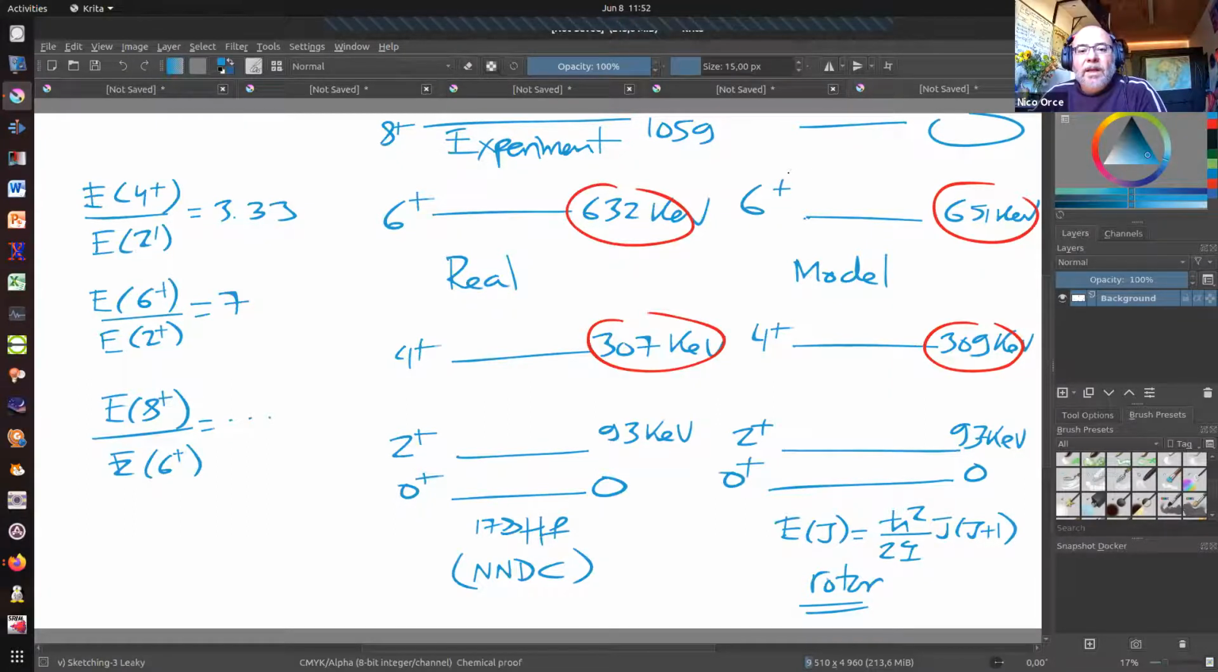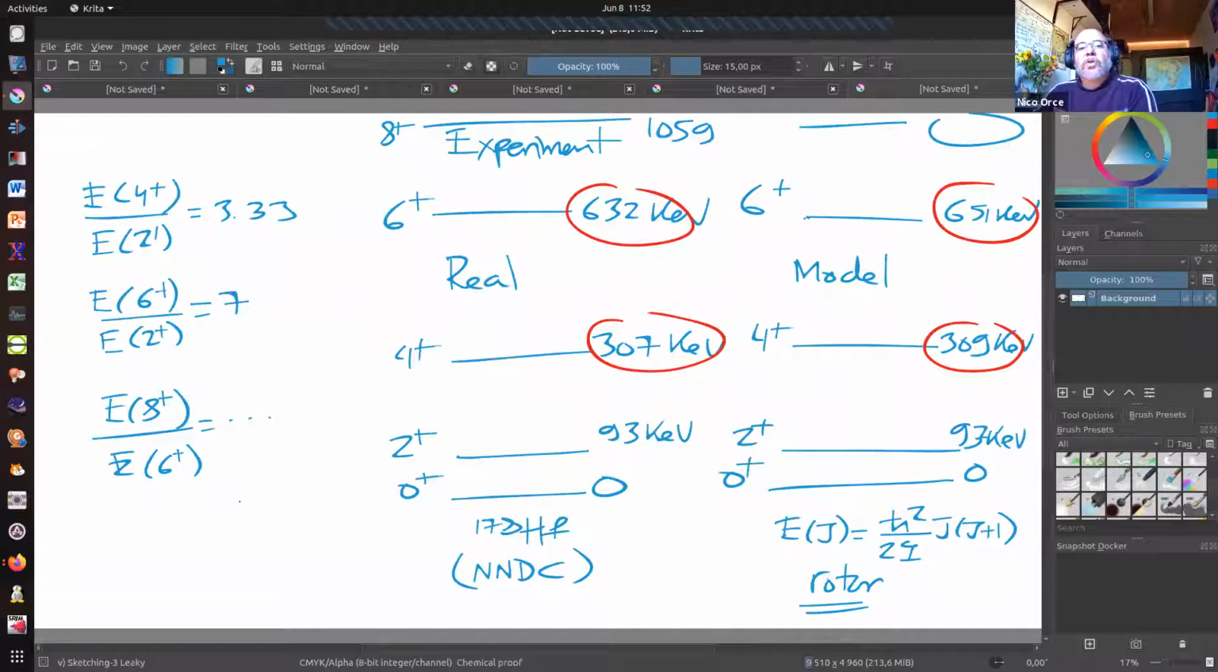There are other nuclei, which may be better rotors, but you can see that our very simple picture remarkably matches the energies within a few keV, right? Between the real experiment and the model.